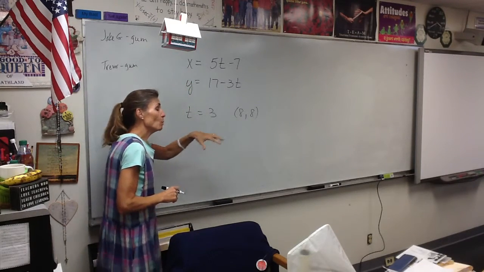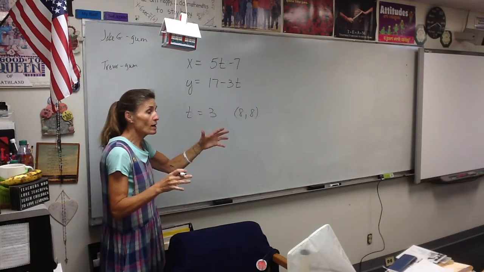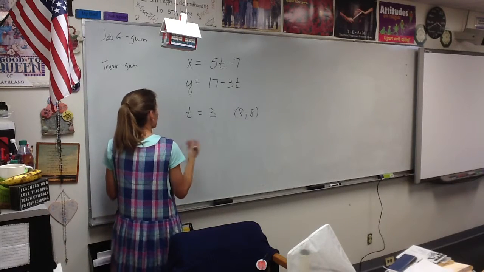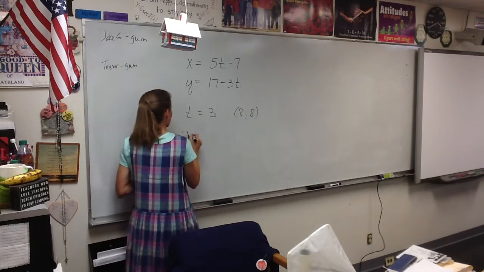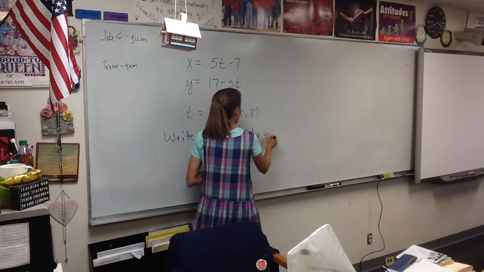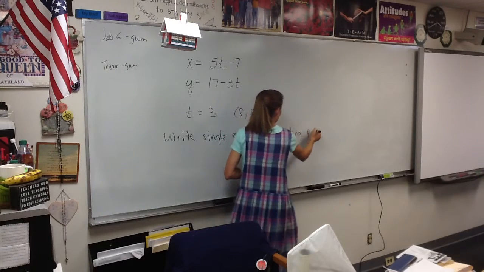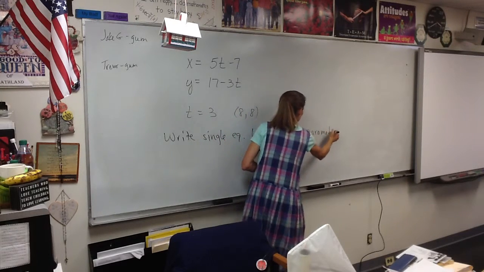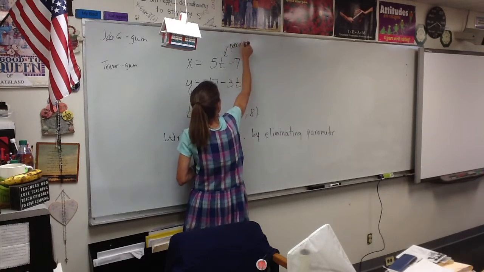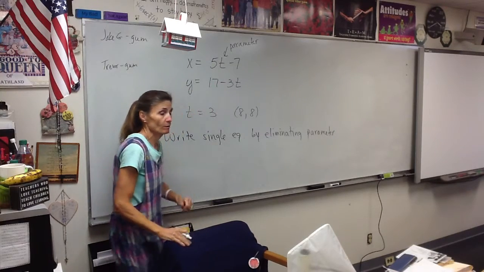Sometimes, though, we would prefer not to have all these equations. Your book says something like, write a single equation by eliminating the parameter. Don't let the vocabulary confuse you. This is the parameter. These are called parametric equations, and t is the parameter.